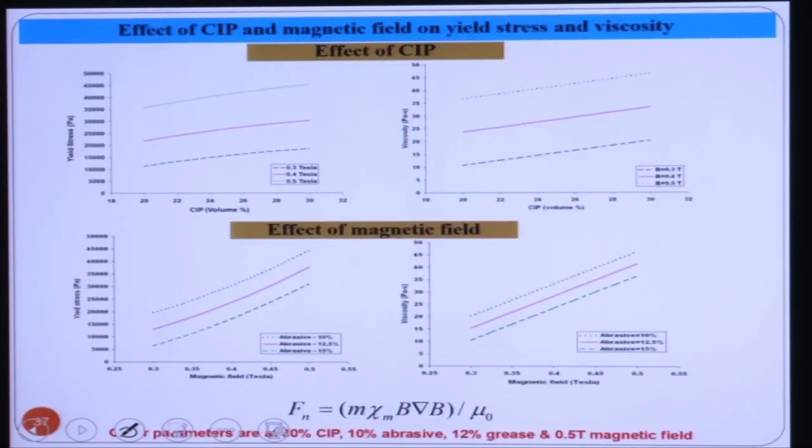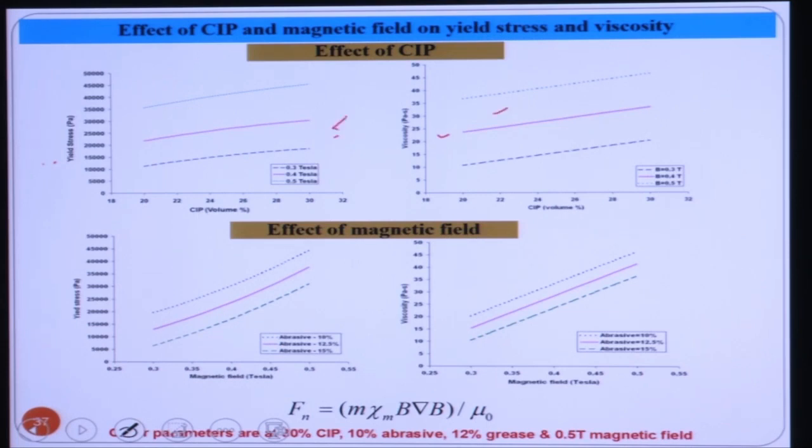So, effect of CIP concentration and magnetic field. Here on the left-hand side it is yield stress and on the right-hand side it is viscosity. You can see that with the increase in the magnetic field, your yield stress actually increases. With the increase in the magnetic field, both yield stress and viscosity increase.